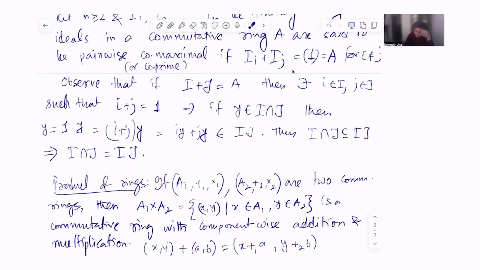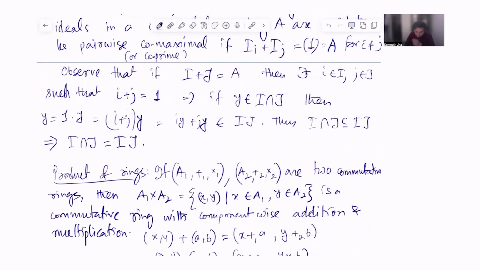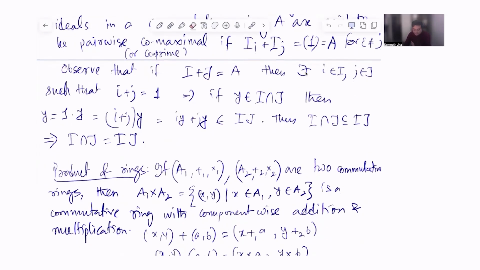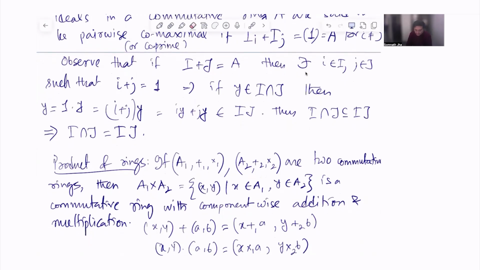And the one last concept we need before we introduce this theorem is the product of rings. We have defined the product of groups, the direct sum of groups. Similarly, if A1 and A2 are two commutative rings, then their product is the Cartesian product, all (x, y) where x is in A1 and y is in A2. It's simply the set Cartesian product, and the addition and multiplication are defined componentwise.